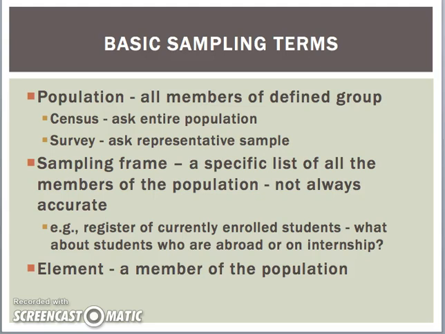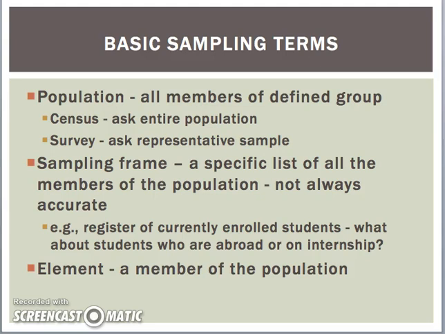The sampling frame is a specific list of all the members of the population. So it could be the phone book, it could be the list of students currently enrolled at Central. That specific list that you choose to use is called the sampling frame. And they're not always accurate. If I use all homeowners listed on a registry with the city of Ellensburg, it may be that there are people who own property but have trailers on them. There may be people who own homes but don't live there. So it could be that there are problems.